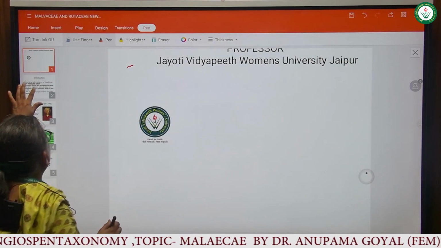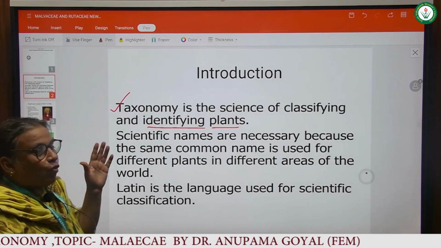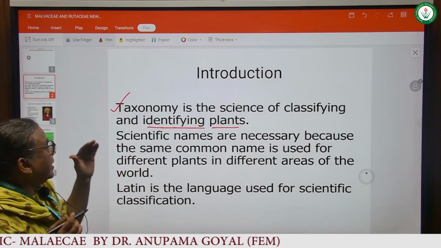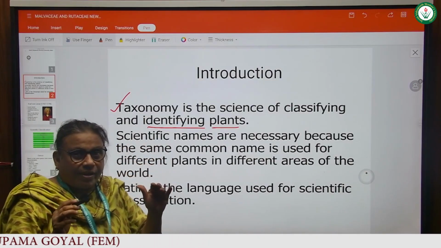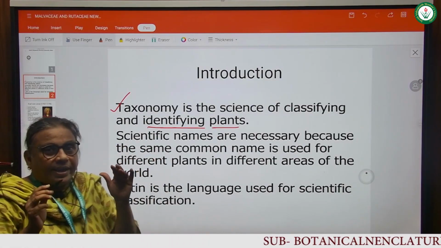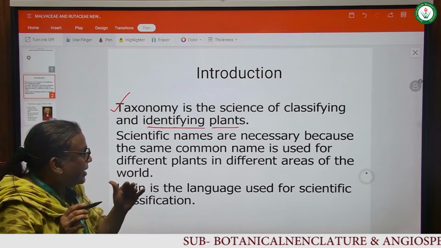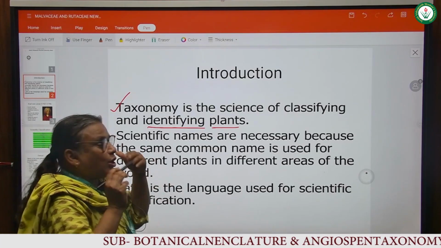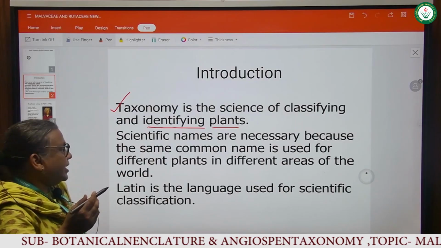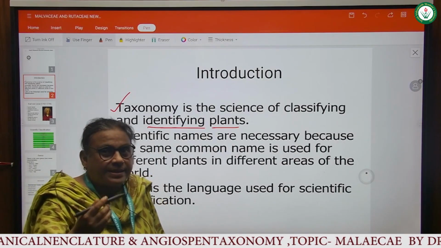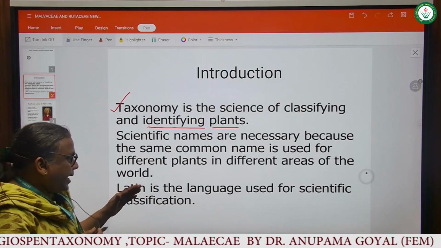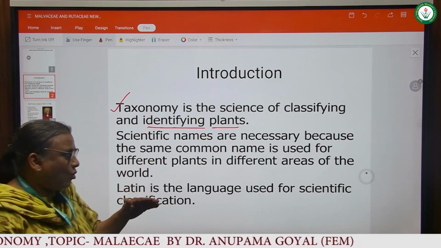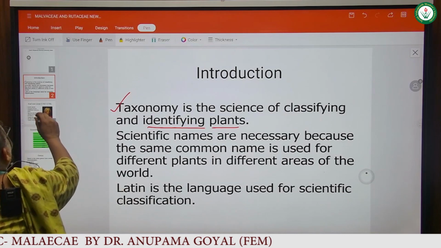So first of all, introduction. What is taxonomy? Taxonomy is the science of classifying and identifying plants. Scientific names are necessary because the same common name is used for different plants in different areas of the world. Latin is a language used for scientific classification.